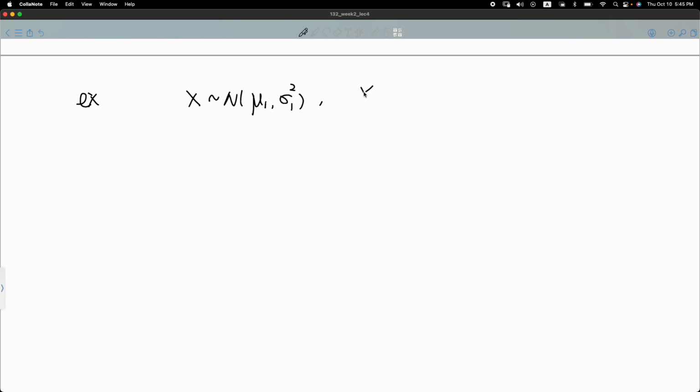And then let's say we have another random variable y that follows a normal distribution with mean mu2 and sigma 2 squared. And then we also have the condition that x and y are independent. So now our question is, what is the distribution of our new random variable that is specified by x plus y? So any thoughts on how to find the distribution, or how to conclude what is the distribution for x plus y here?